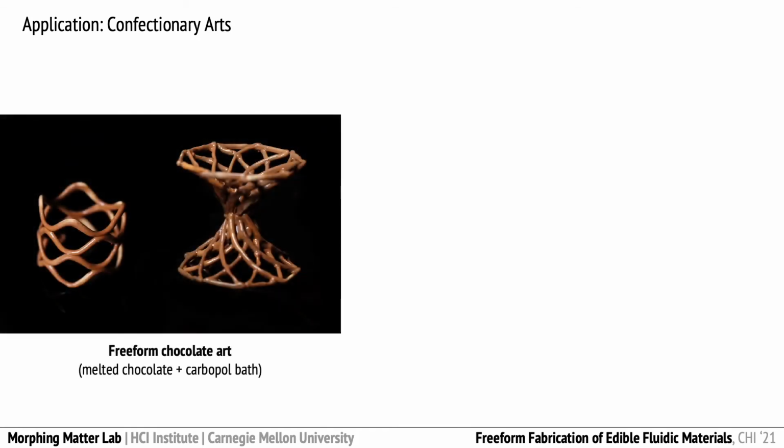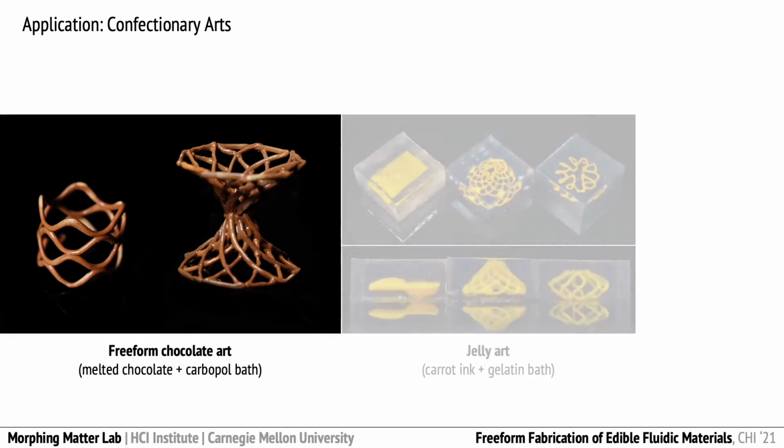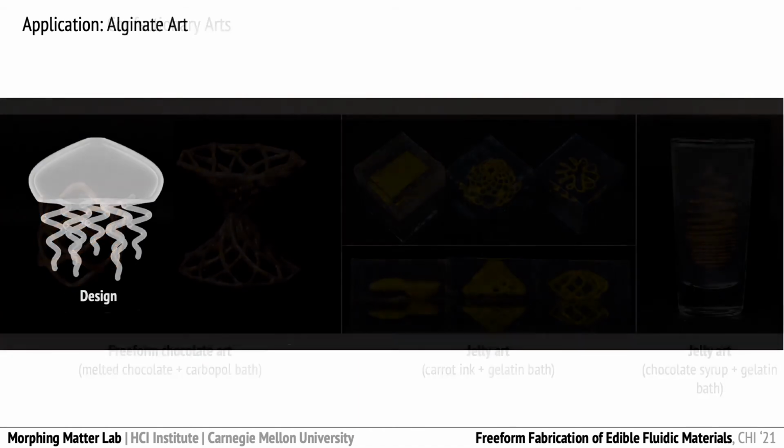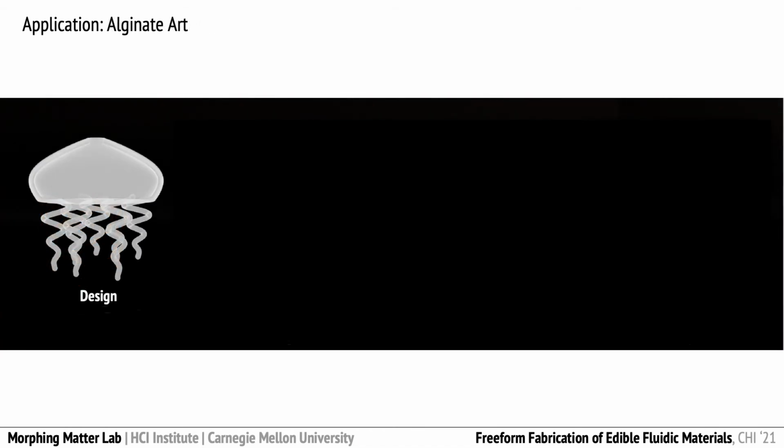Using the sacrificial support bath, we were able to print chocolate into delicate 3D shapes that are otherwise difficult to print with existing techniques. It also augments unskilled users to create desserts that would traditionally require fine craftsmanship, like jelly arts or wagashi. The bath can also be used as a timed release mechanism.